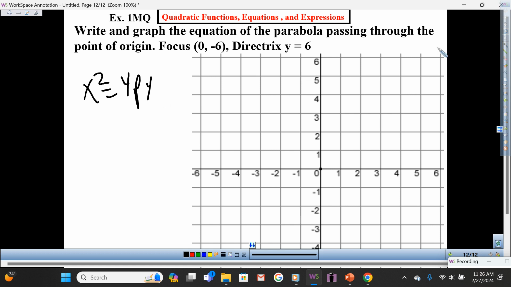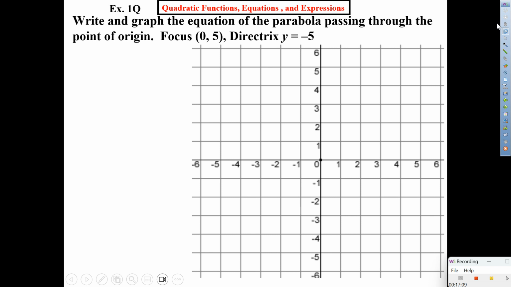All right, so with that said, on your paper, copy example 1. Write the entire thing. Write and graph the equation of the parabola passing through the point of origin, focus 0, 2, and directrix y equals negative 2. So write it either at the top or next to one of the coordinate planes that we're going to use. Yeah, we also did the other one. Yeah, so write the whole thing, at least so you can have this with the entire words, because that's exactly how the homework is going to go.